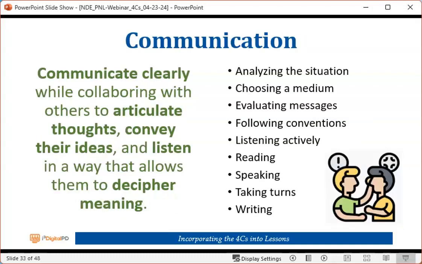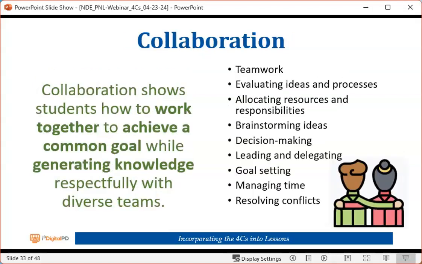Communication. I'm sure we're having kids communicate in our classroom, but we want them to communicate not just with us and not just with their peers, but we want to think about how they're articulating their thoughts. How are they listening? How are they deciphering meaning? Right? Not only the turn and talks and the speaking and the reading, but having them analyze the situation, having them collectively think about what they're thinking about, having them follow conventions and really get deep into deciphering meaning, especially in today's AI world. Kids have to understand when you've got fake news sitting out in front of you. That's where we talk about communication and thinking about thoughts and conveying of ideas.